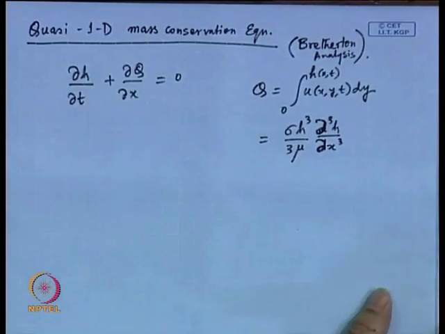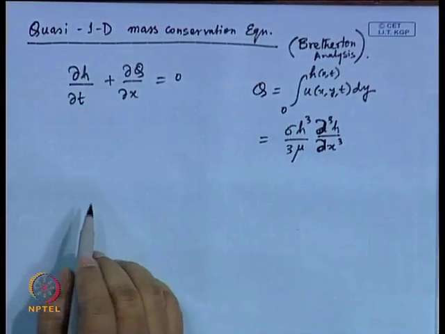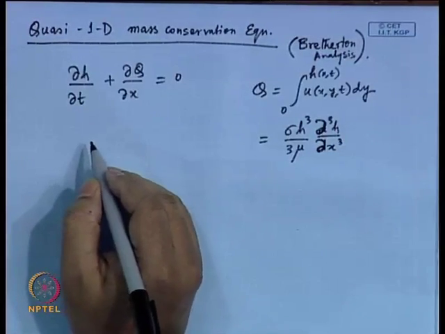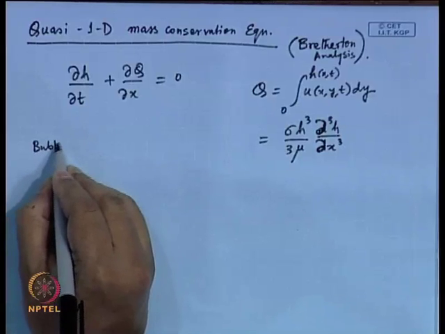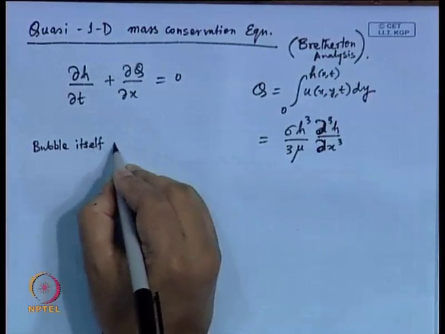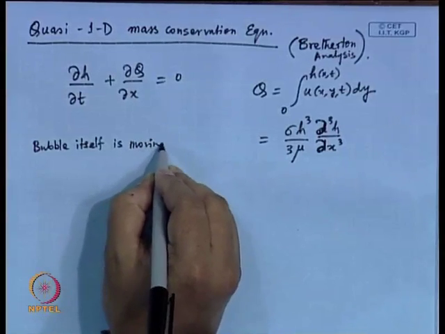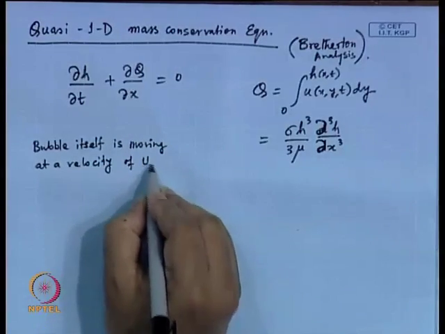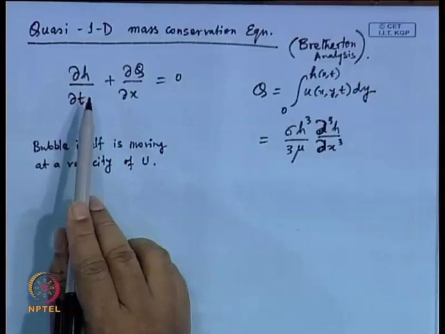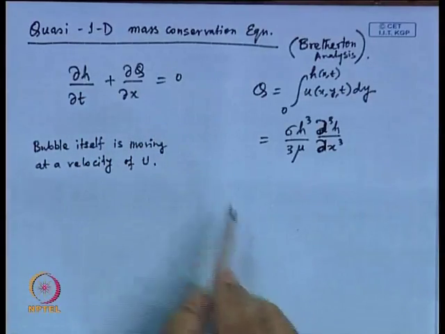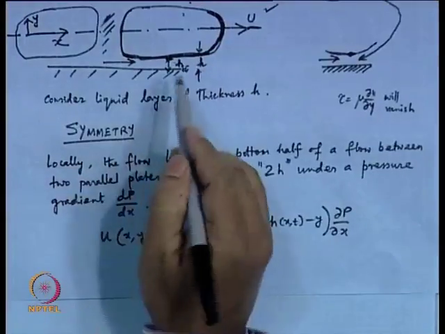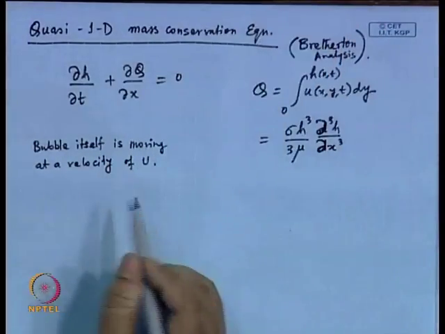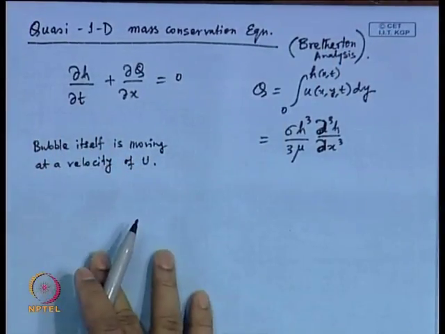Now, what you have is that the bubble itself is moving at a velocity u. And if the bubble moves, then that is defining what should be h. Here it is h infinity and then this h is changing with position. If the bubble is static, okay, fine, we can do that analysis, but if the bubble itself is moving at a velocity u, how will you justify this analysis?